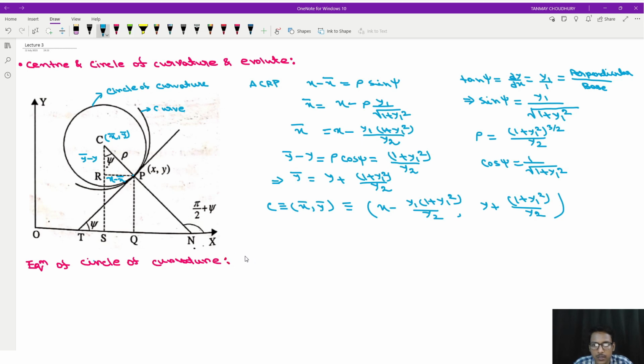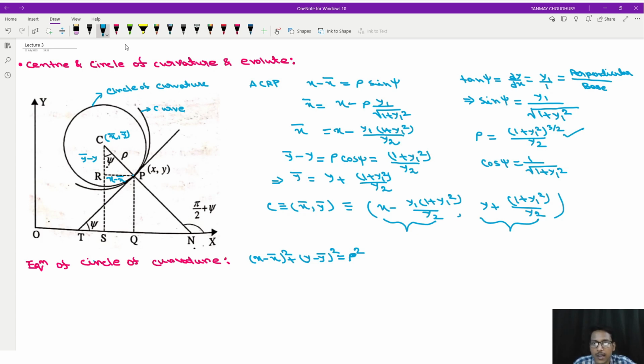The equation of the circle of curvature is the equation of the circle centered at C with radius rho. That means x minus x bar whole square plus y minus y bar whole square is equal to rho square, where x bar, y bar and rho, the radius of curvature, are given by these three formulas. x bar is this, y bar is this, and the radius of curvature rho is given by this formula.